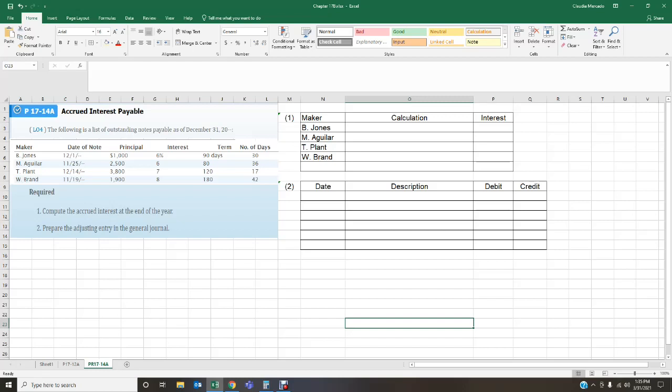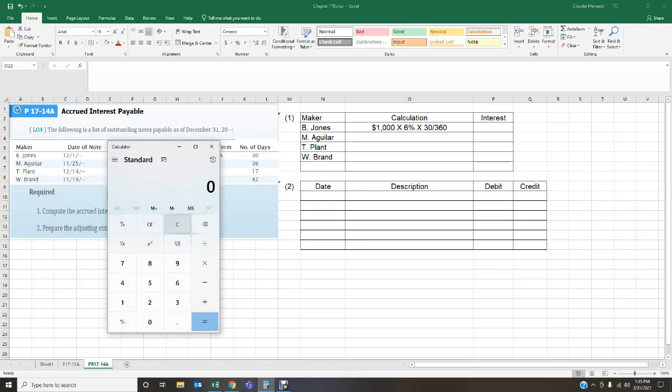We're going to once again do the same thing. We're going to do the calculations, calculate the total interest, and then do our journal entry. So let's start with B. Jones. For B. Jones, we have a note of $1,000. The interest is 6%. And I am going to multiply it by the number of days that have passed from when the note was issued to December the 31st, and that's 30 days over 360. So that's $1,000 times 6% times 30 over 360, and that gives me $5 of interest.